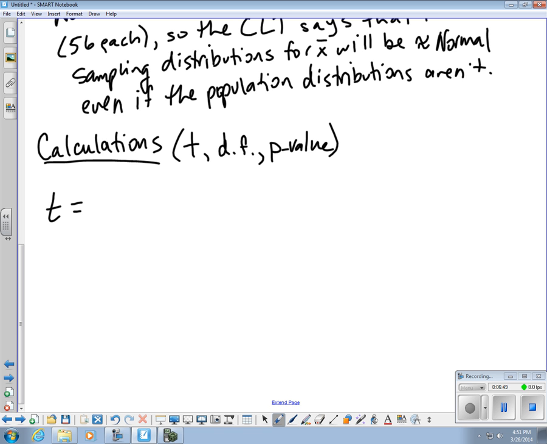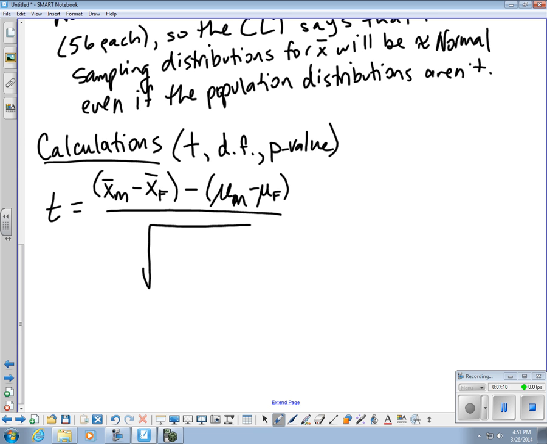We have our sample statistic, so x bar for m minus x bar for f, minus our parameter, so this would be mu m minus mu f, but that whole thing, we're just going to use our null hypothesis value of 0. So that'll disappear. Over the standard deviation squared for m, this big formula, which you can find on the formula sheet for comparing two means.